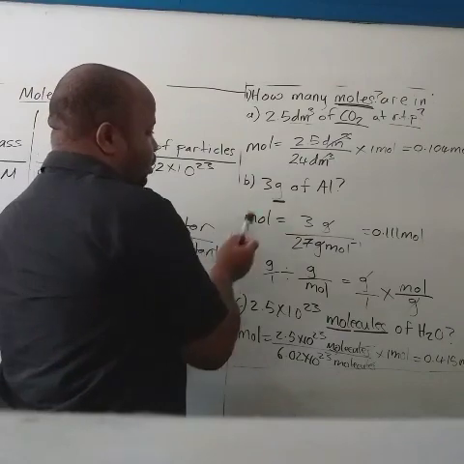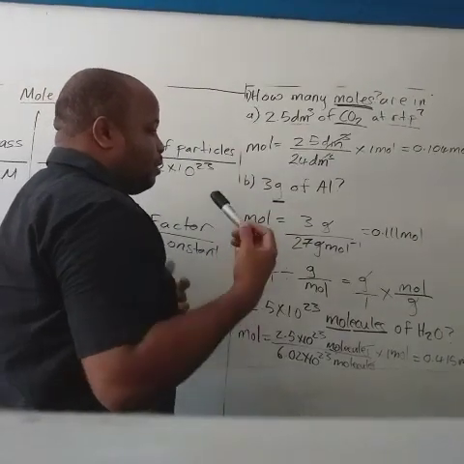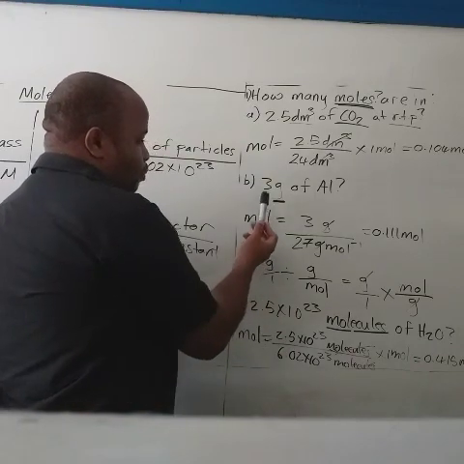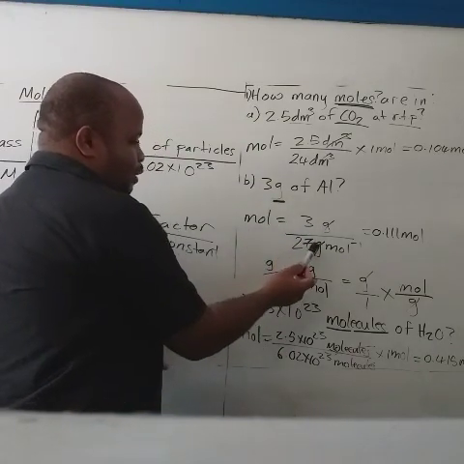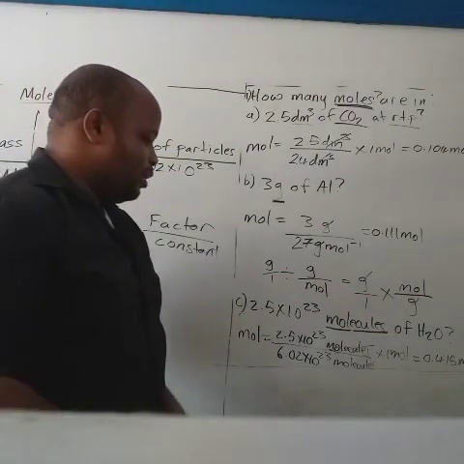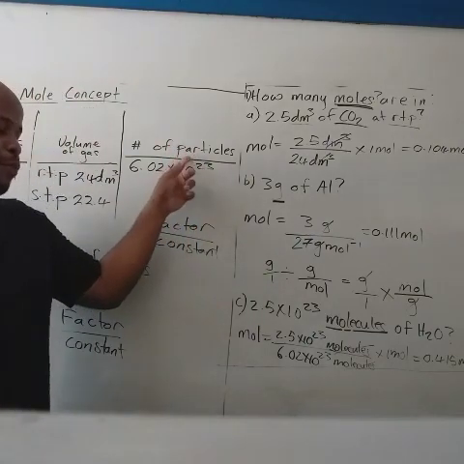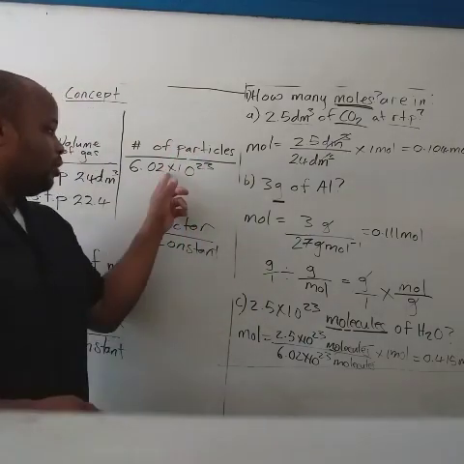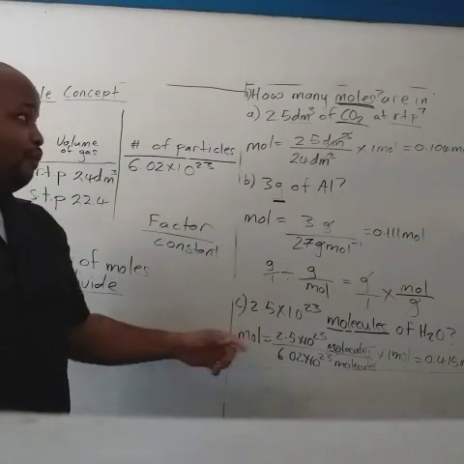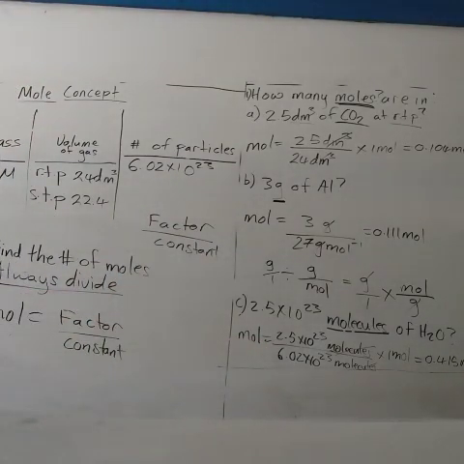In the second one, you saw 3 grams. Gram is the unit for mass, so you are going to put mass over the molar mass. Third one, molecules, still referring to particles, so you have to use Avogadro's number. That's the first scenario, finding the number of moles given a factor.